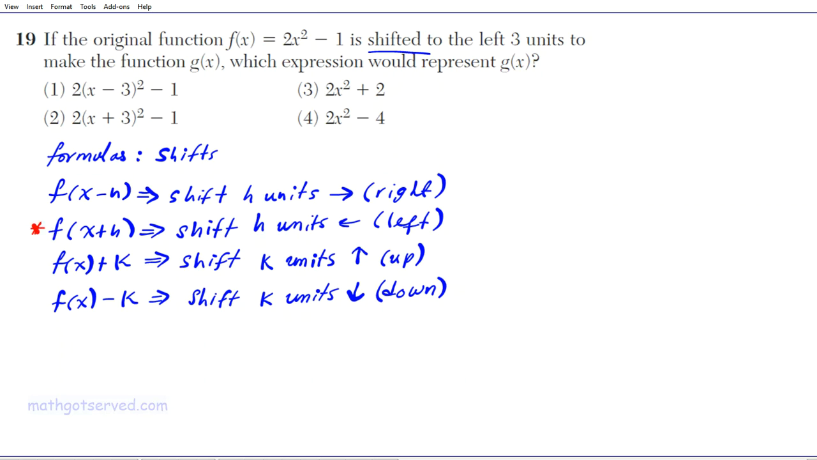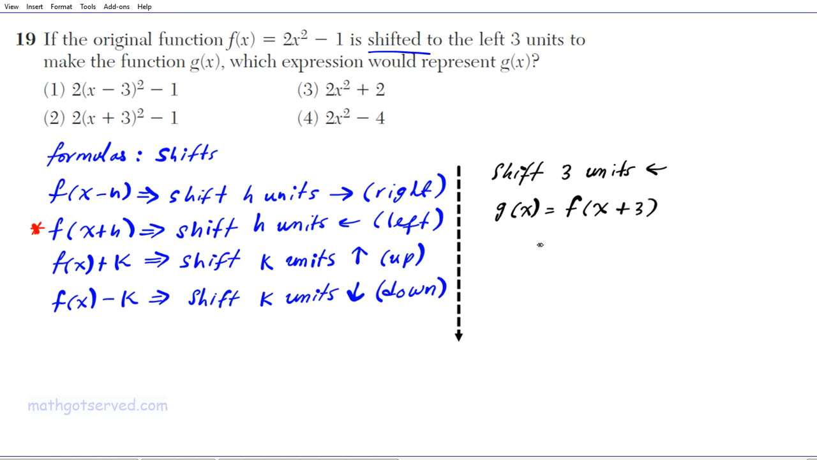Alright? Okay, so what we're doing is we're going to shift 3 units to the left. So g of x is going to be defined by f of x plus that h value, shifting to the left by 3, so f of x plus 3. Okay? So we know what f of x is, right? f of x is 2x squared minus 1.